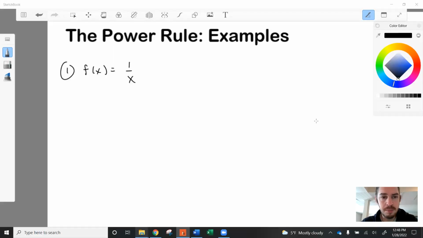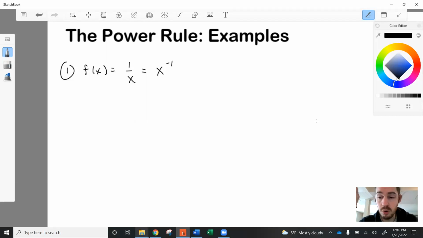All right, I want to go over some examples of using the power rule. Now, I mentioned in the last video, the power rule works not only for positive integer powers, but also for other powers like negative powers, fraction powers, irrational powers, all of them. The power can be any real number. So let's look at an example of something like 1 over x. This function 1 over x can be rewritten as x to the power -1.